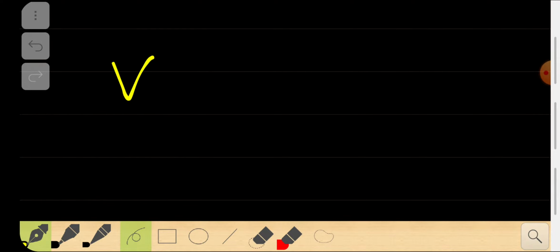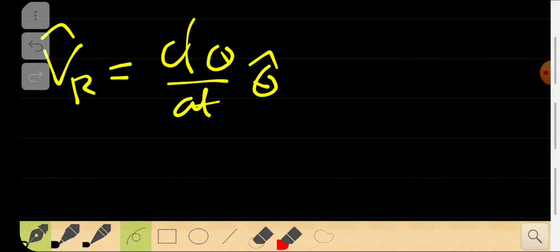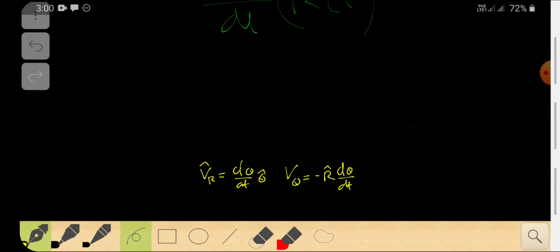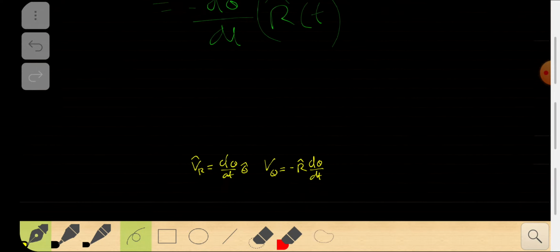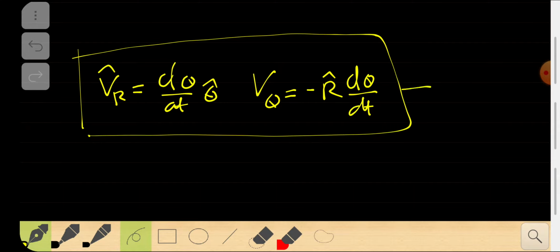So the first one is v cap of r, which is the velocity in the r cap direction, the first coordinate axis, which is d theta by dt times theta cap, and the velocity in the theta direction, which is minus r cap direction d theta by dt, right? It was like that. Okay, I remember. I think it was right. Okay, so that's what we get. I'm going to call this equation 2. Okay, this is the velocity equation.